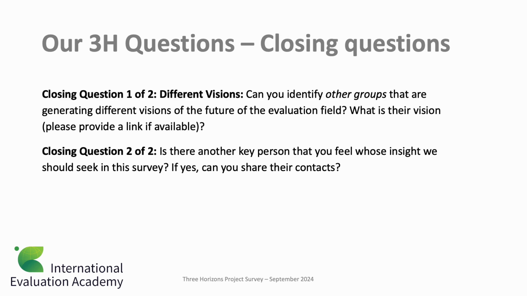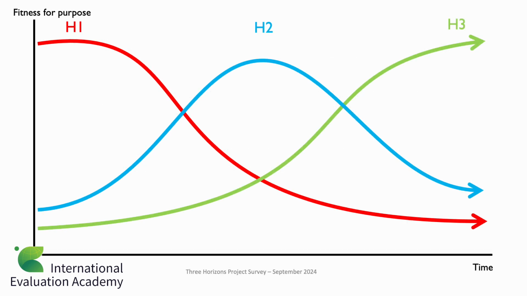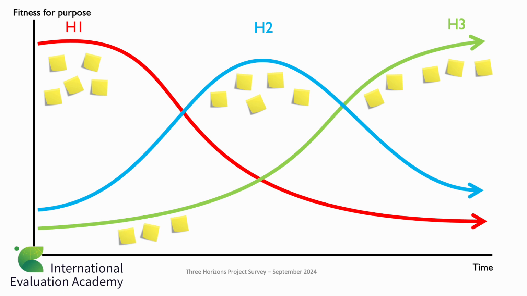And so to our 2 closing questions. The first one is maybe you could help us identify other groups that are generating different visions of the future of the evaluation field. And the second one is maybe there's another key person or persons whose insight we might seek in this survey. For each of these questions, we're hoping you can help us with maybe 3 or 4 things that you can see or imagine happening in your work or relationship with the field of evaluation. Your answers will be included in the production of an overall 3 Horizons map, which we will share with you before using it as input to our vision and the way we may achieve it all together.